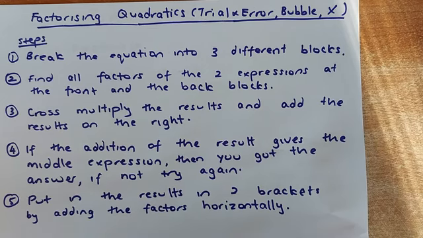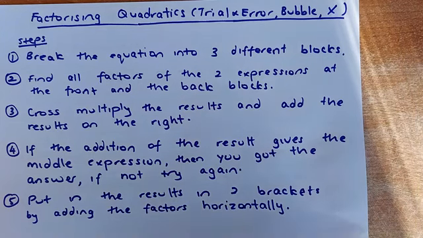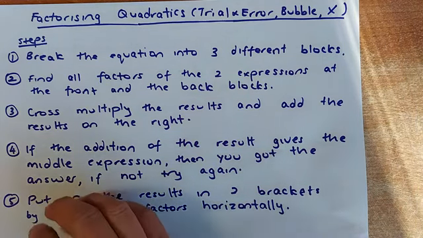This is the most convenient, the fastest way, but you need to be able to do the steps in a logical way. So the steps are as follows. Break the equation into 3 different blocks. You are going to find all the factors of the first and the last block. You are then going to cross multiply the results and add the results on the right. If the addition gives the answer in the middle expression, then you got the answer, stop. If not, try again, and that's why it is called the trial and error method. Then the last thing, you put the 2 brackets, and then you have factorized the expression.